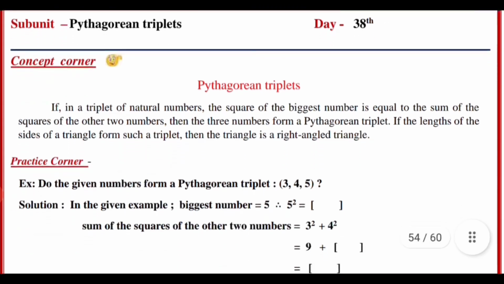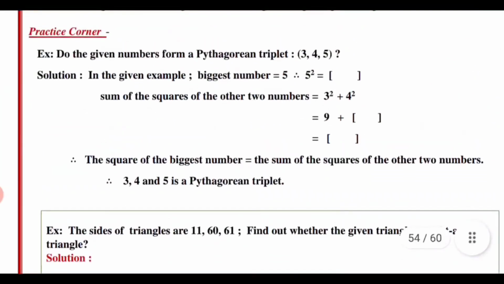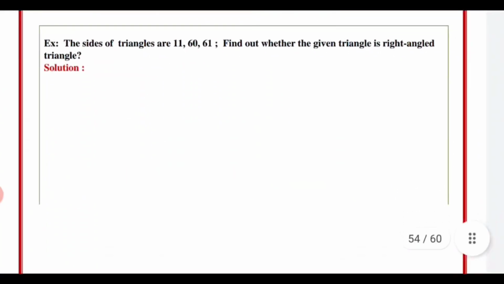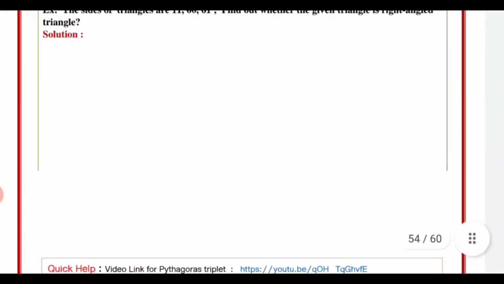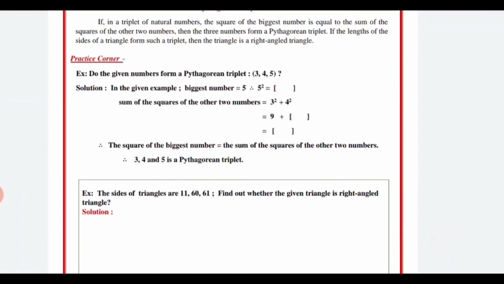So let us see in practice corner. There is one example from this you will get to know the meaning of Pythagorean triplet. You all have solved these sums in your 7th standard also. So there is one practice corner, one example, then one more example is there. So these two examples we will be solving in our notebook. So let us go on the notebook.